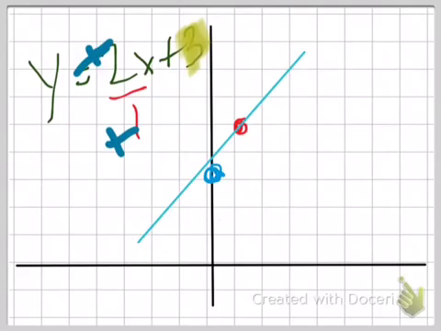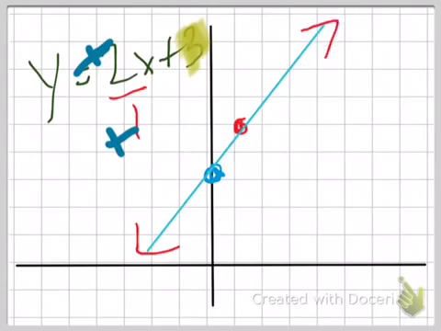Give me a second to fix it up. It should go through both of these points, so let me undo that. So we'll go through both of these points, this point and this point, and you just put arrows on the end and you graph it.